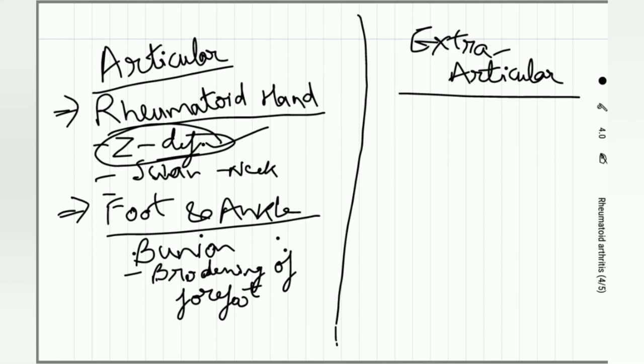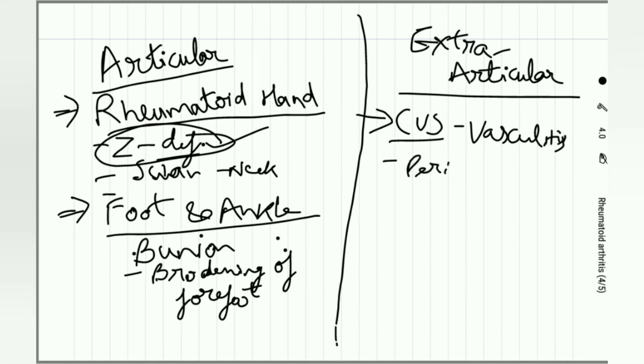In the extraarticular manifestations, there is systemic involvement because it is an autoimmune disease. The autoimmune disease also involves other systems, such as the cardiovascular system. In the cardiovascular system, we have a vasculitis known as rheumatoid vasculitis. In the heart, we have pericarditis, and we have pleural effusion, and coronary artery disease due to premature atherosclerosis. All these are the cardiovascular manifestations.